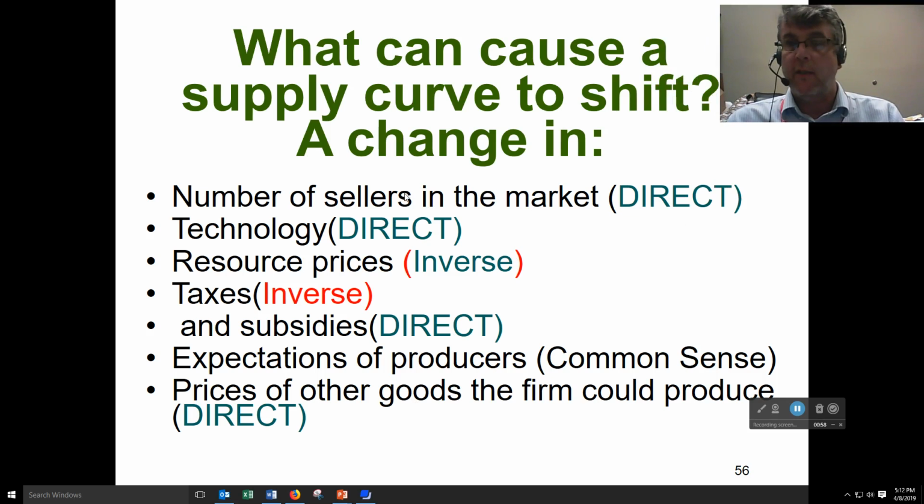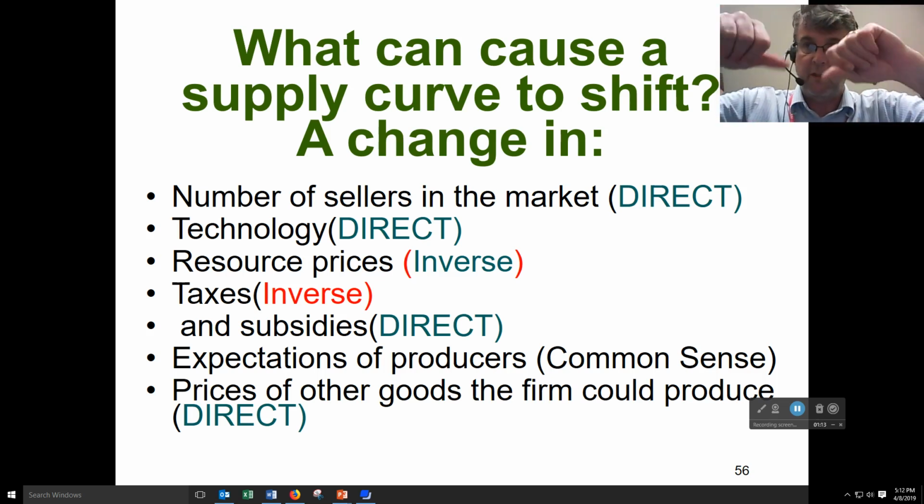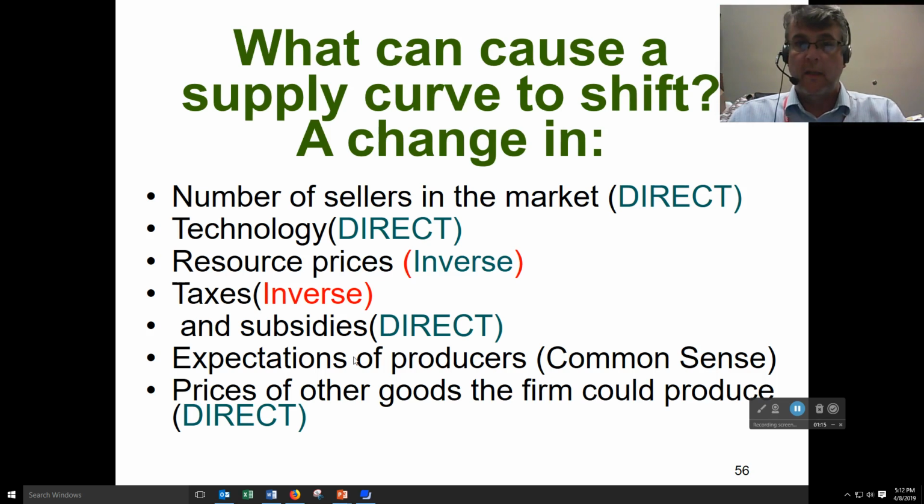Number of sellers in the market, direct relationship. So an increase in the number of sellers in the market will cause an increase in supply. Increase the number of sellers, increase supply. Decrease the number of sellers, decrease supply. They move in the same direction. We do the direct dance.